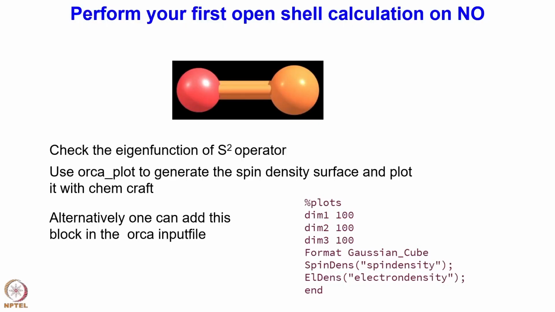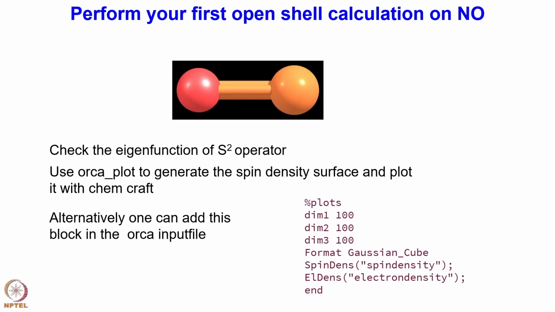With the knowledge we have, the first calculation we will perform on the open shell molecules is on nitric oxide. Nitric oxide is one of my favorite molecules. It has implications in atmospheric chemistry, in petrol combustion. It has implications in biology.